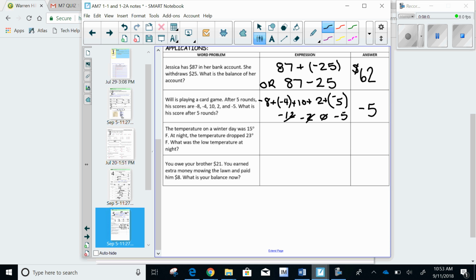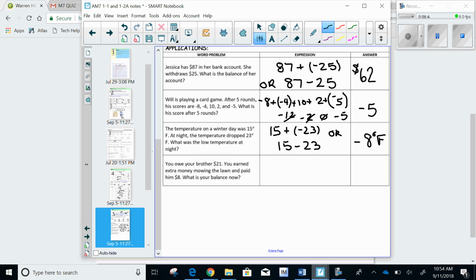Right, let's look at the second one. The temperature on a winter day was 15 degrees Fahrenheit. At night, the temperature dropped 23 degrees Fahrenheit. What was the low temperature at night? So it was 15, and it dropped 23. So that's like adding a -23, or you can just think of it as 15 minus 23. Either way, you're going to end up in the negatives because you're dropping more than the temperature was above 0. So you're going to subtract, and whenever you have more of it, that's the sign you're going to get. So it's going to be -8 degrees Fahrenheit.